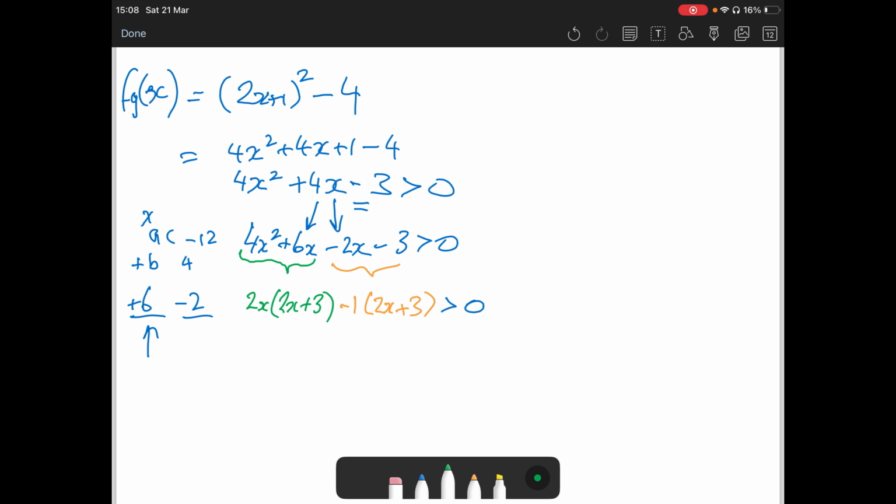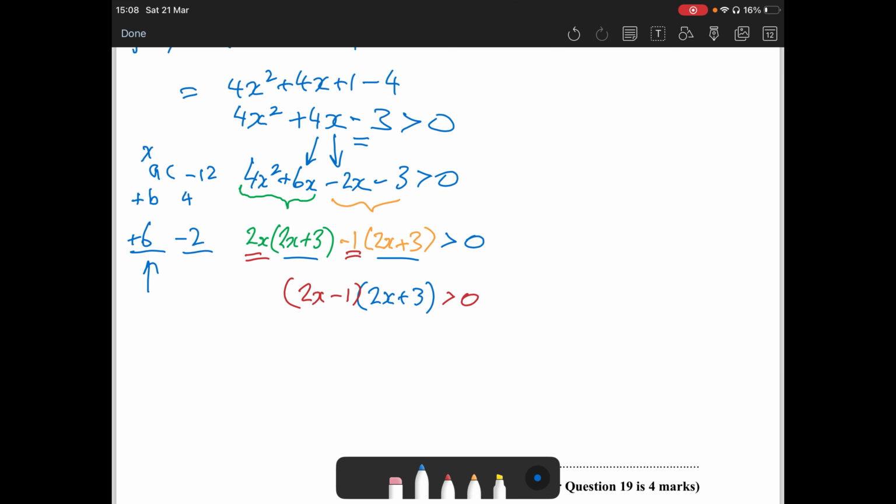Now, if you look at both of these, they've both got the same brackets. So we know when we factorize the bracket, the second bracket will be 2x plus 3, but the first bracket will be the thing in front of each one. So it'll be 2x minus 1. Bam. First bracket. Done.